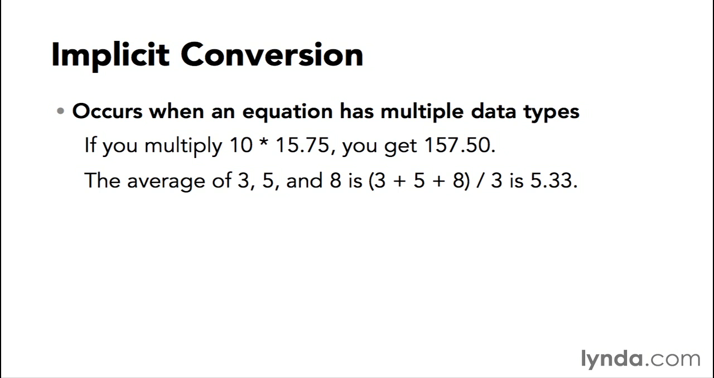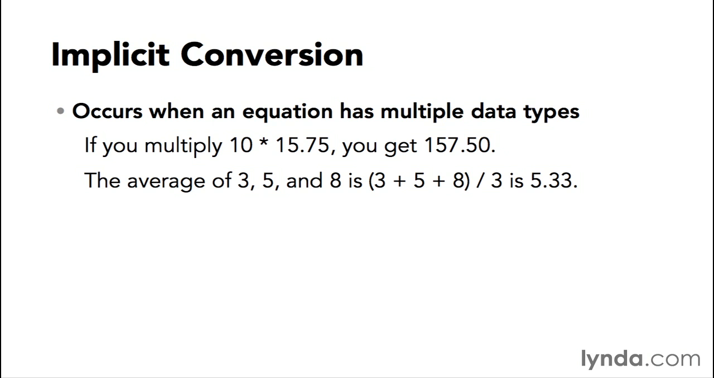Another good example of this situation is probably finding the average of a group of numbers. If the numbers are integers, you still want to make sure to get the fractional portion of the result. If we wanted to find the average of 3, 5, and 8, we would add them together and divide by 3, which would result in 5.33 repeating.